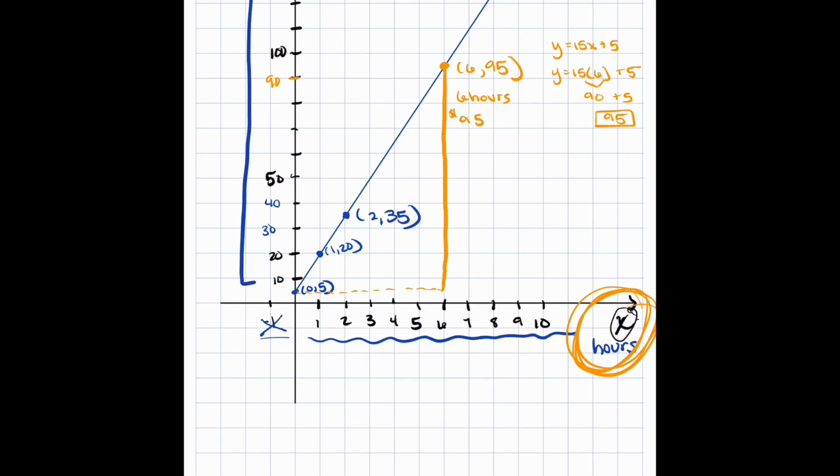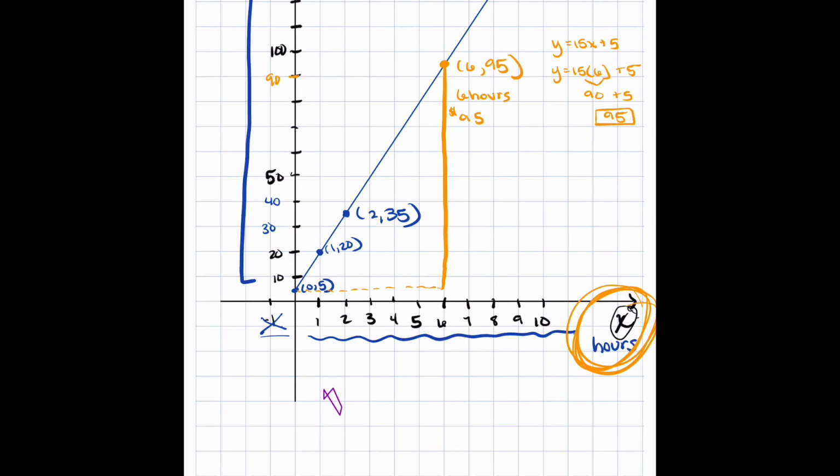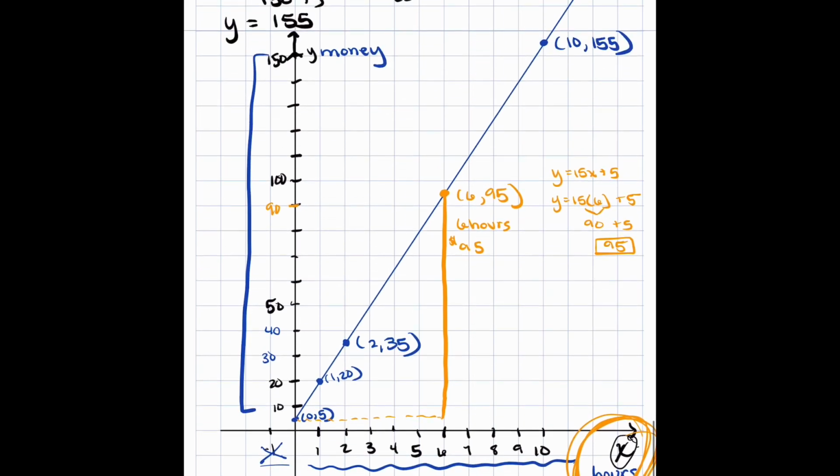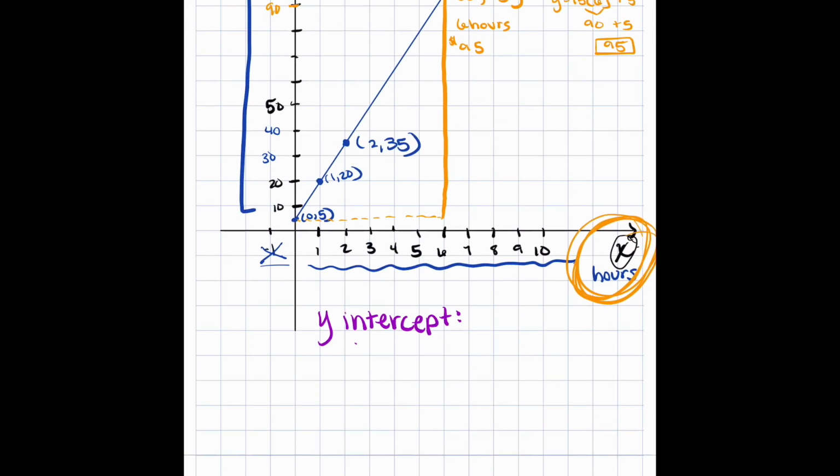One other thing we're going to go ahead and label is our y-intercept. Okay, so your y-intercept is where your graph crosses the y-axis. Your y-axis, remember, is the vertical line, so my graph crosses the y-axis right here at 0, 5.